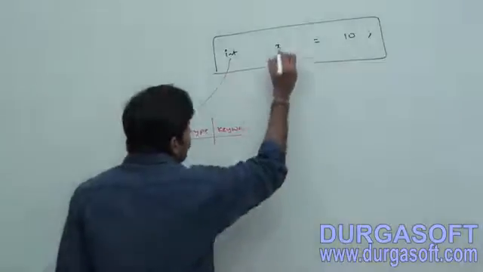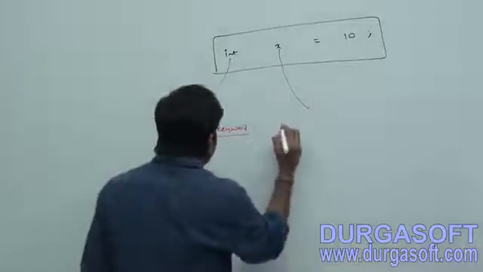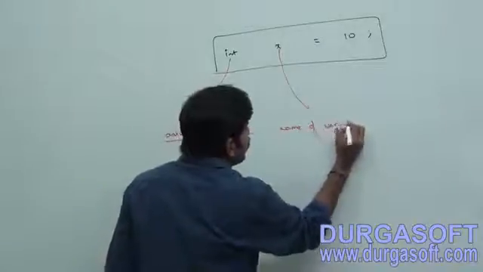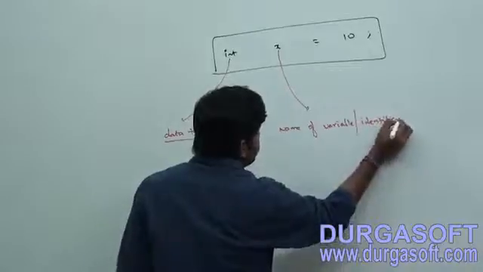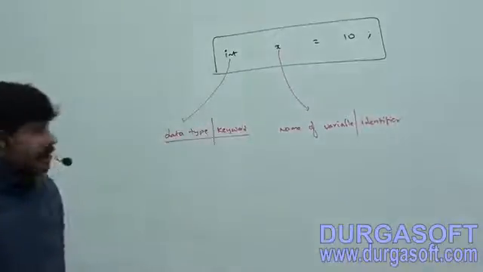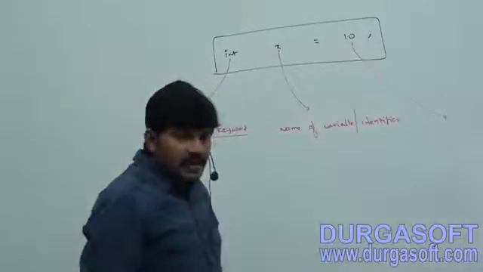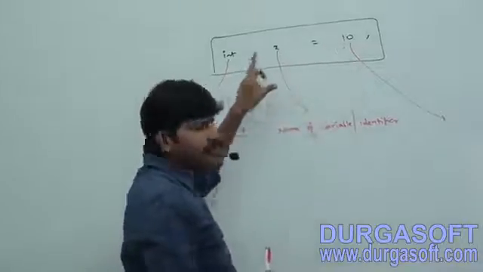Next, can you tell what is x? X is the name of the variable. We can also use the word identifier. Next, what is 10? Can you spell out what is 10? 10 is a constant value which can be assigned to the variable x.